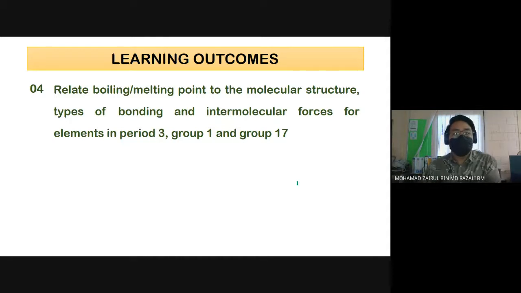And then the last learning outcome for today's session, yang ini kalau kita sempat lah, kalau tak sempat kita sambung kelas next. You need to be able to relate the boiling and melting point to the molecular structure, type of bonding and intermolecular forces for elements in period 3, group 1 and group 17.